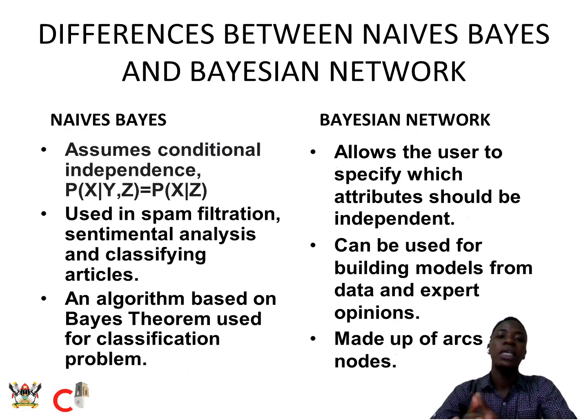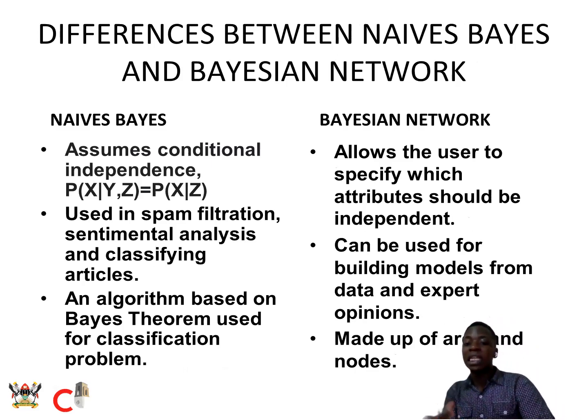Differences between naive Bayes and Bayesian network. Naive Bayes assumes conditional independence, while a Bayesian network allows the user to specify which attributes should be independent. Naive Bayes is used in spam filtration, while the Bayesian network is used in building models from data and experts' opinions. And naive Bayes is an algorithm based on Bayesian theorem, while the Bayesian network is made up of arcs that join the links, that join the nodes. So these arcs are like the links.